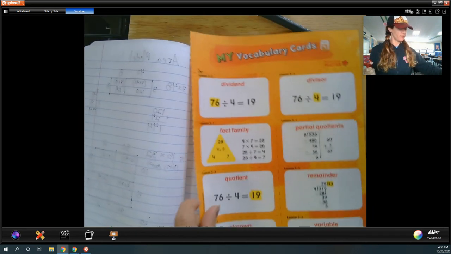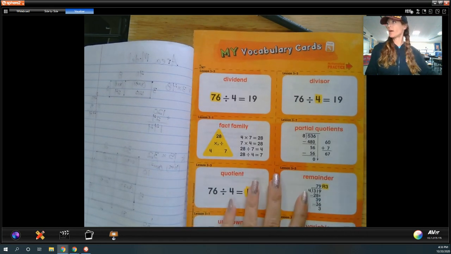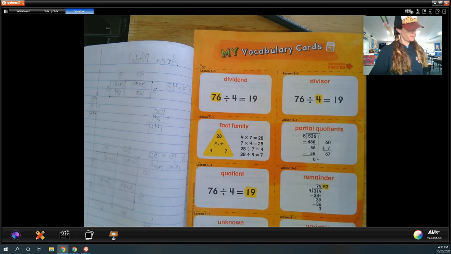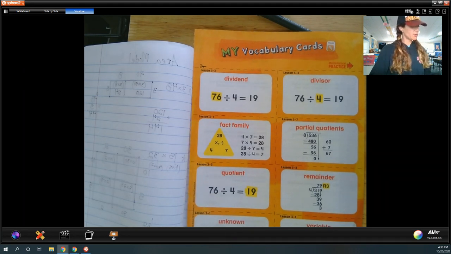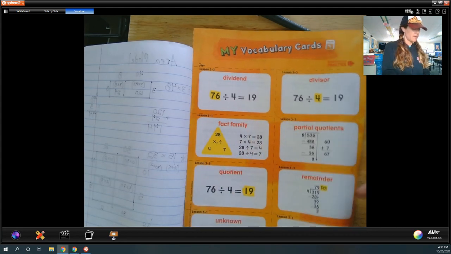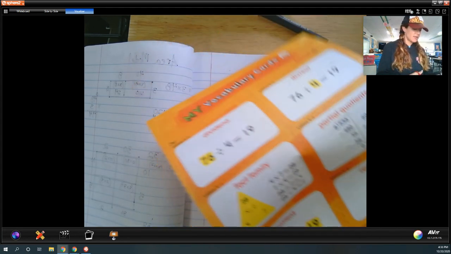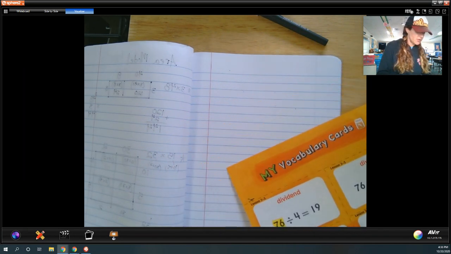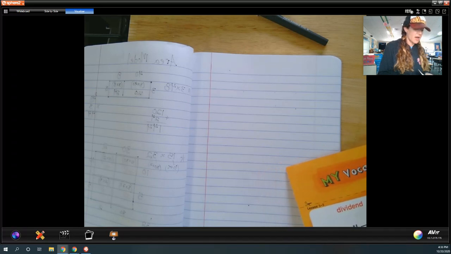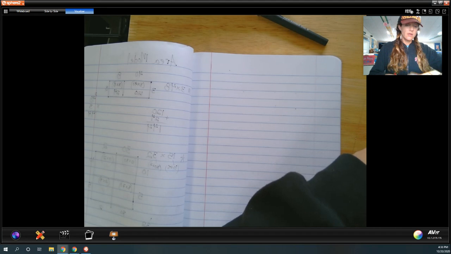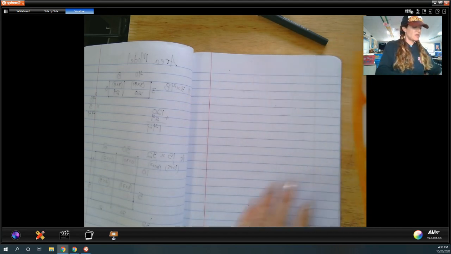Okay, so if you have your vocabulary cards, they are at the start of chapter 3. You can pull those out. I'm going to work on dividend, divisor, and quotient today. So if you can set aside the other cards, we may need them for notes in the future. What I would do is keep the cards that I don't use in my notes just in the back, so you know they're there.